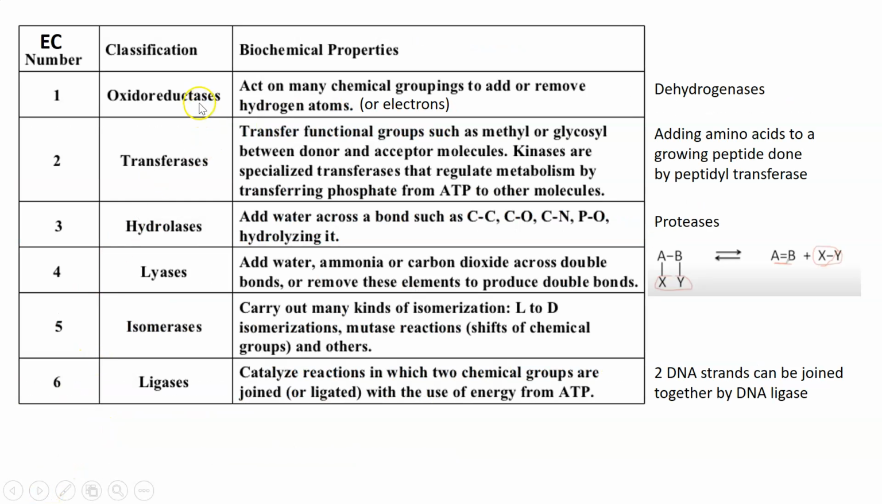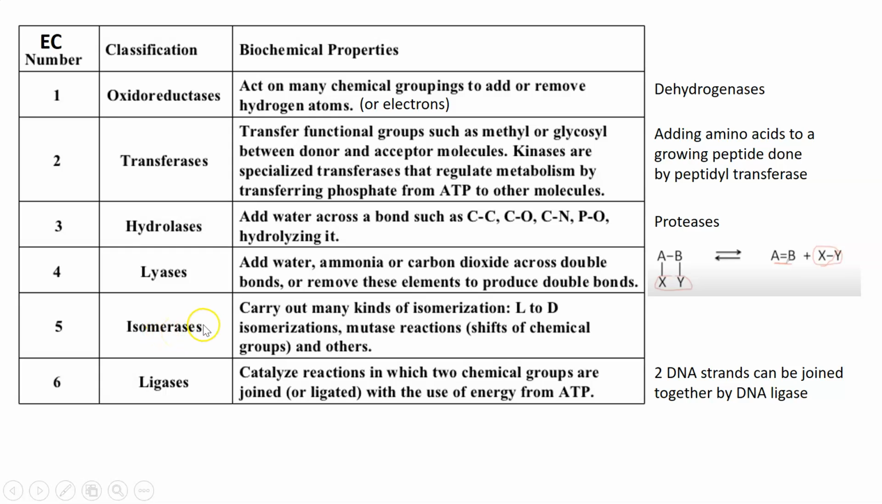We have enzymes which perform redox reactions, oxidoreductases. We also have enzymes which transfer molecules. We have enzymes which break molecules using water. We also have other enzymes which, similar to hydrolases, break down other molecules, but not necessarily with the addition of water. We have isomerases.